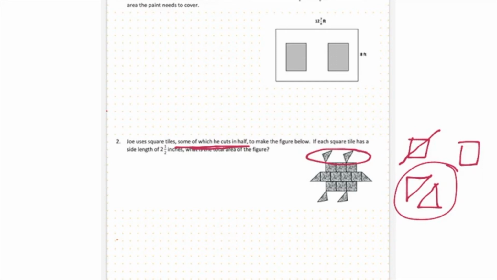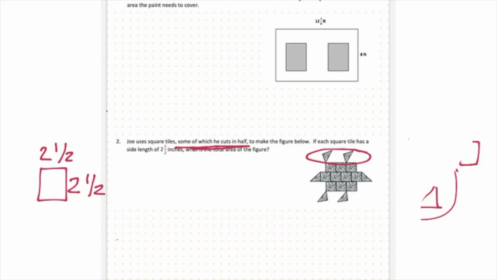If each square tile has a side length of 2.5 inches, so we have 2.5 inches, it's a square, which means they're both the same. What is the total area of the figure? Well, it gives me enough information, so I need to figure out the area of one of them, and then I can figure out the area of all of them. How do I figure out the area of one of them? It told us it was a square and that both of the dimensions were going to be 2.5. So you figure out that area.